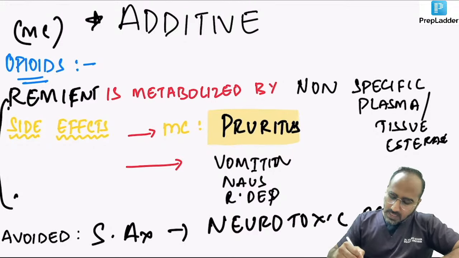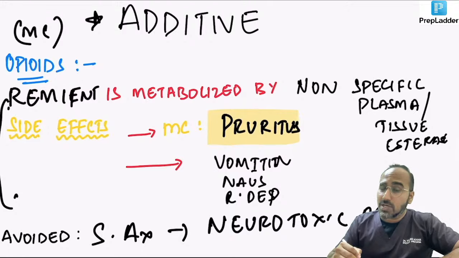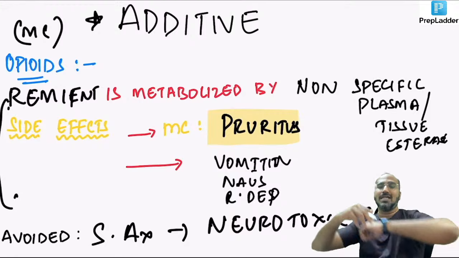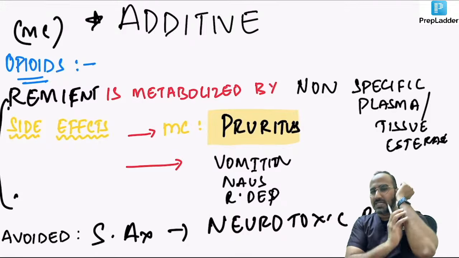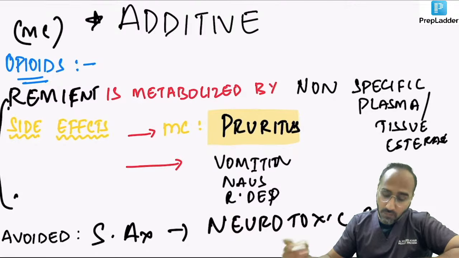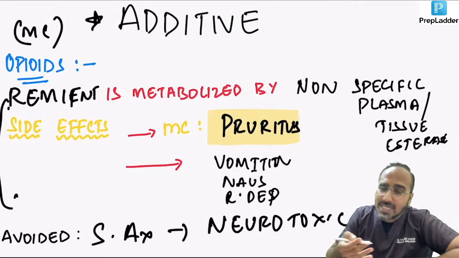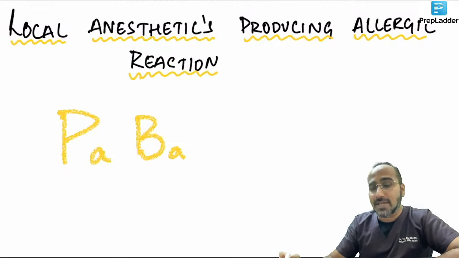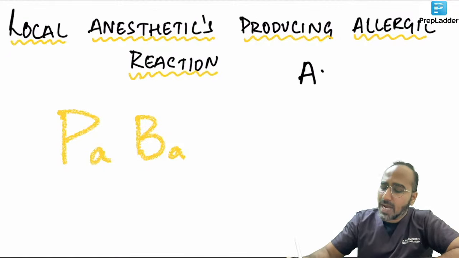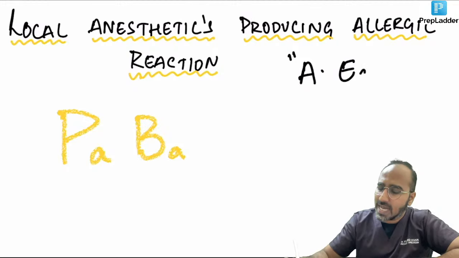Next, you also need to remember that sometimes after giving a local anesthetic, the patient will tell the doctor, I'm having some itching, I'm having some rashes. What does it mean? That the local anesthetic has caused some allergic reaction. Now, which local anesthetic will cause allergic reaction? It is always the amino esters that will cause allergic reaction.